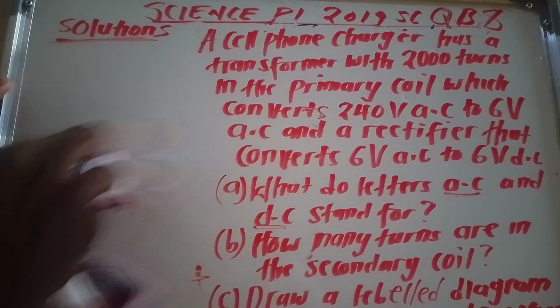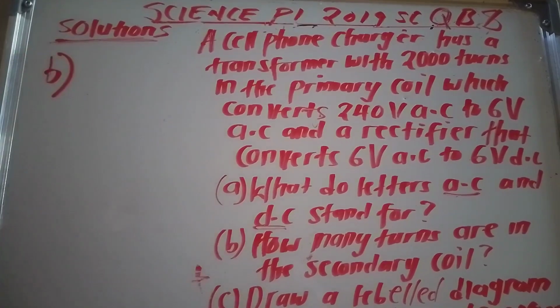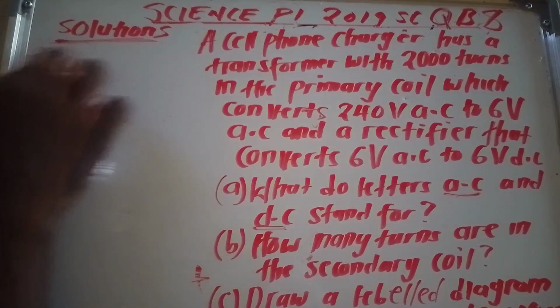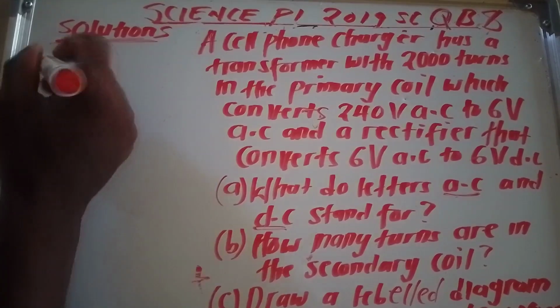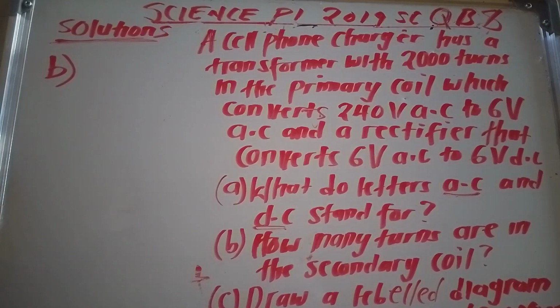I hope you are writing somewhere. Let's go to question B. I want you to understand this question and observe how I answer it, so that in case you are asked to solve this same question, you do it with minimum mistakes or without any mistake at all.